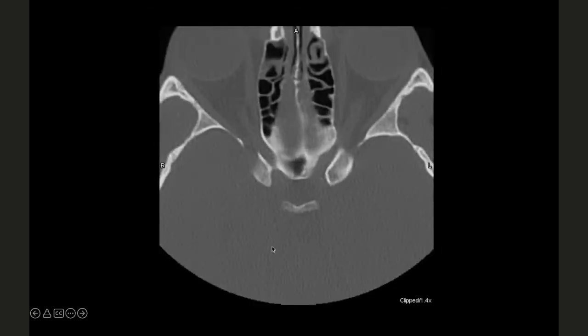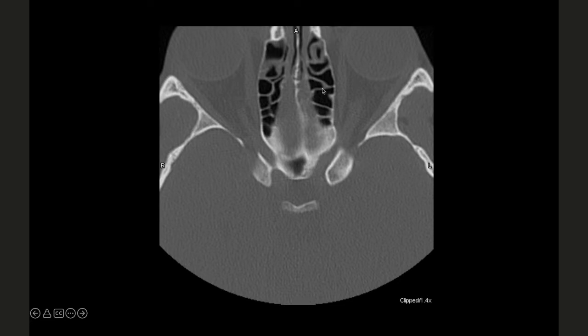And this would be the bony algorithm. See how sharp and crisp my bones are? So if I have a non-displaced fracture, it's very easy for me to pick it. What structure is this? All this air-filled thing in the middle of where the nose should be would be my sinuses. And these would be my ethmoid sinuses.